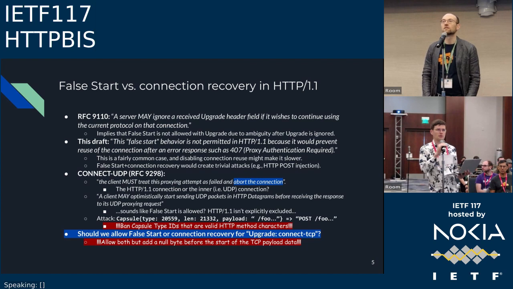It's also possibly the case that if you allow for that possibility, the fact that you assume the client's waiting for a response before it continues, and this is how everyone expects HTTP 1.1 connect to work, then 9298 has a bug, in the sense that it probably shouldn't have allowed optimistic sending.